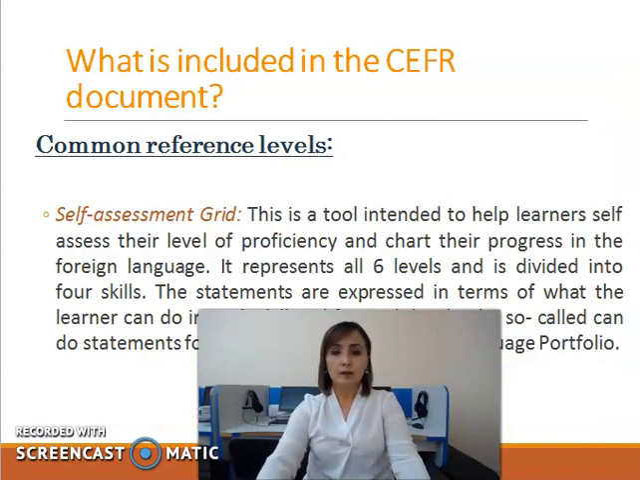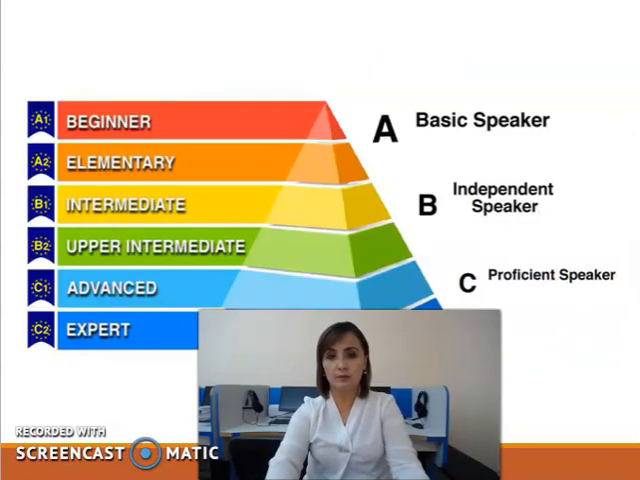So common reference levels, self-assessment grid. This is a tool intended to help learners self-assess their level of proficiency and chart their progress in the foreign language. It represents all 6 levels and is divided into 4 skills. The statements are expressed in terms of what the learner can do in each skill and for each level. So the so-called can-do statements form the core of the European language portfolio.